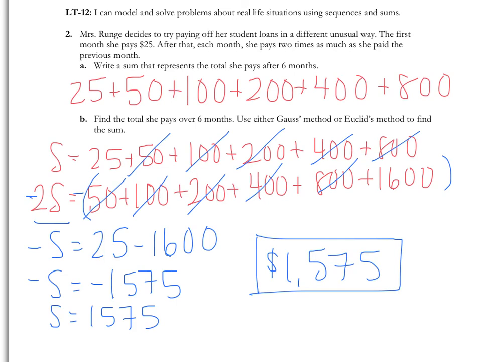So in these problems, you'll be given some sort of a real-life situation that somehow involves a sum that's either arithmetic or geometric. So you want to write out the sum that's described and then decide if it's arithmetic or geometric and use that to decide whether you should use Gauss's method or Euclid's method. And if you need any reminders on the specifics of Gauss's method or Euclid's method, you can always go back to the Learning Target 10 or Learning Target 11 videos.